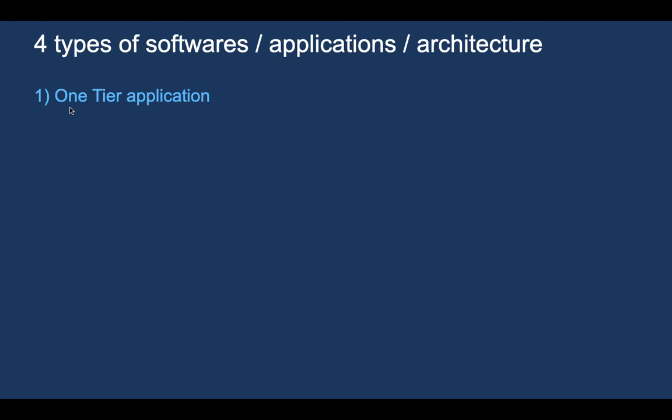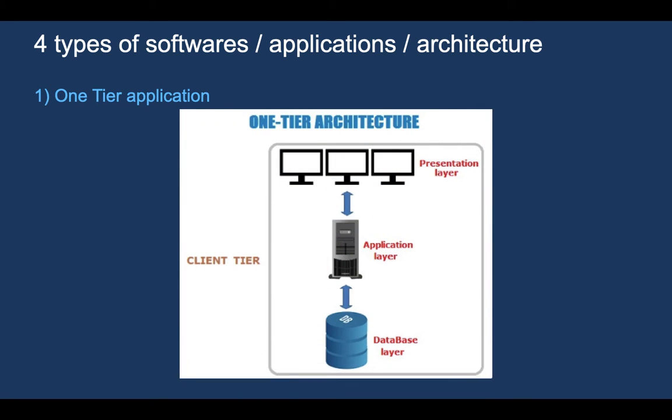So now can you figure out what is the meaning of one tier application? One tier application means in this application all the three tiers will work on a single machine, on one machine. I repeat myself, in a one tier application all the three tiers will do the work on one machine. So diagrammatically it can be shown like this.